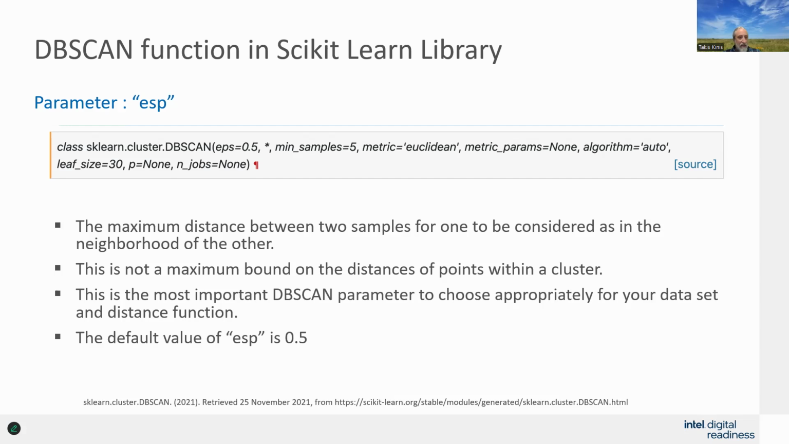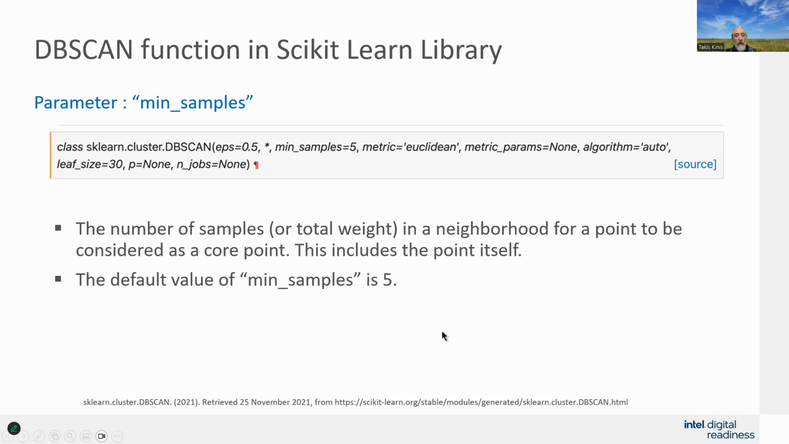They say here in bullet number 3 that this is the most important parameter to choose appropriately for your data set and the distance function. The default value is 0.5, but they're telling us this is probably the most important one to tweak for this. The other one that's important here is the minimum number of samples.